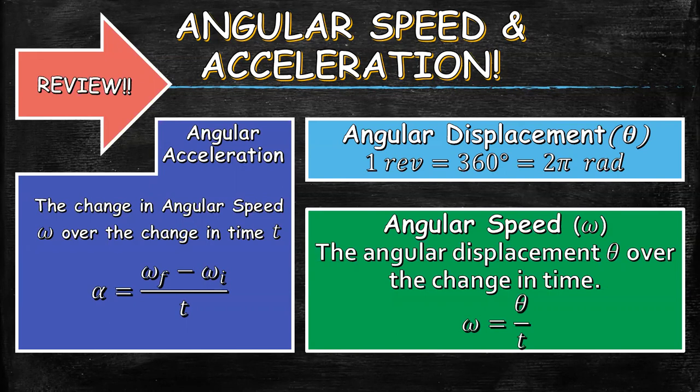So next we have angular acceleration. The change in angular speed, omega, over the change in time, t. Okay, or delta omega over delta t. So that is our angular acceleration.